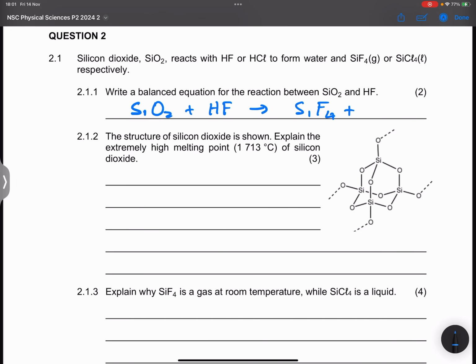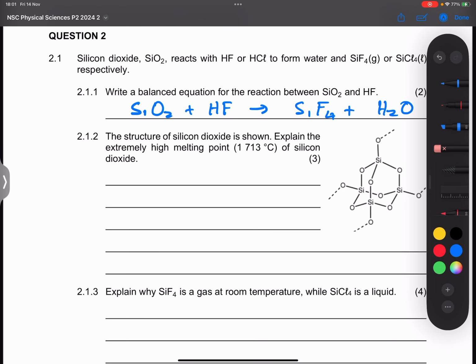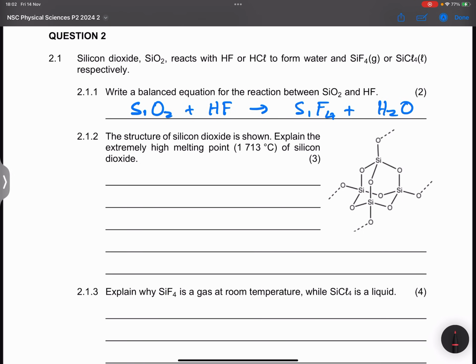plus H2O. Now all we need to do is just to make sure that our reaction is balanced, so let's do that. If I look at this, I've got 4 fluorides there, so that means I'm going to put a 4 there. So I've got 4 hydrogens, which means I'm going to put 2 over there, 1 silicon, 2 oxygens. I think our reaction is balanced, so you just make sure that what you have on the left hand side, you have the same number on the right hand side. All right, let's go to the next one.